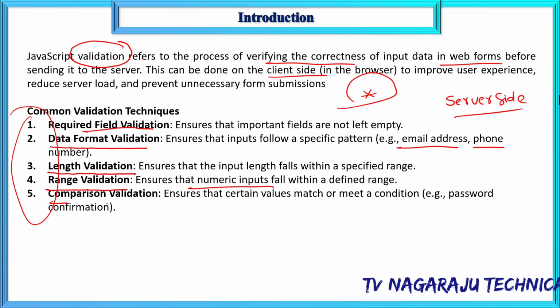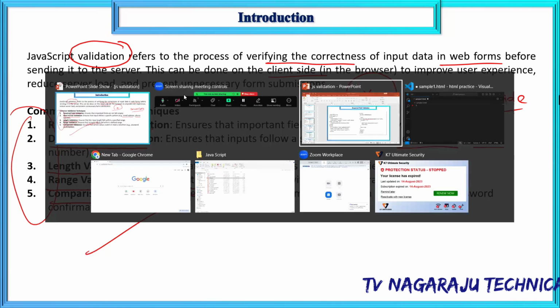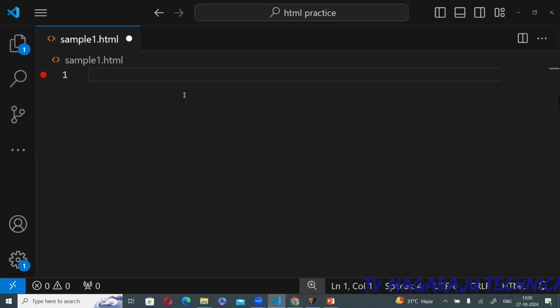Now comparison. Suppose I give a password and a confirm password; check whether both match or not. Or suppose I give the account number two times. Got my point? So different ways of validations are available. Now I will show you multiple types of validations with some examples.